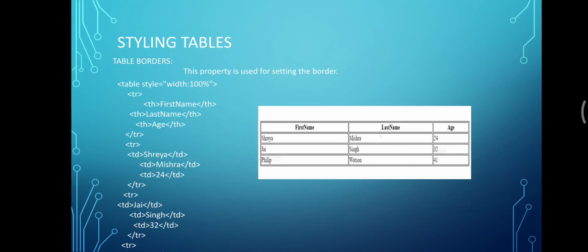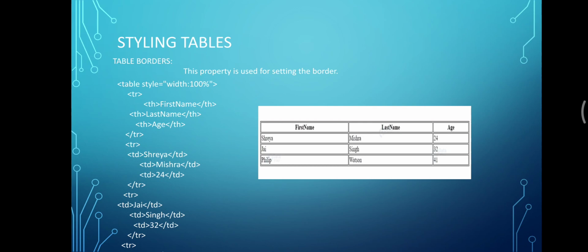Now, styling HTML tables. We can style the borders, font size, and everything by using HTML, or better, by using CSS. It's like table borders. This property is for setting the borders.